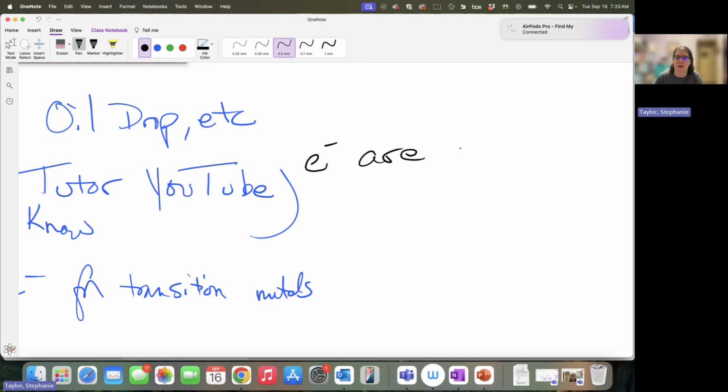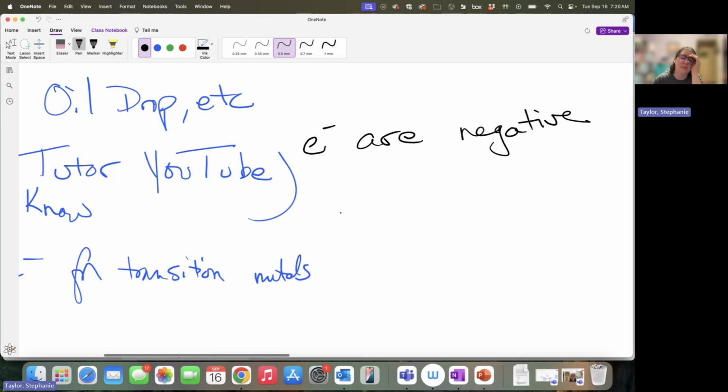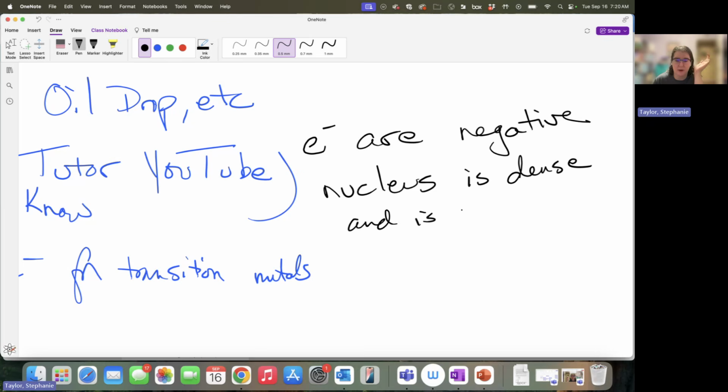electrons are negative, and that the nucleus is dense, and is roughly in the center of the atom.